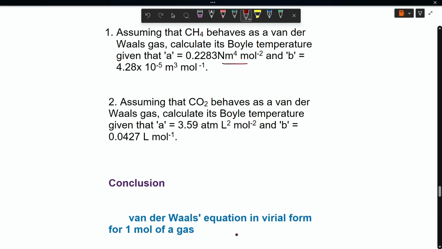The next one I have given, assuming carbon dioxide behaves as a van der Waals gas, calculate the Boyle temperature given that A is equal to 3.59 atmosphere liter square mole raised to minus 2 and B equals 0.0427 liter per mole. Here again you will have to take the value of R in liter atmospheres per degree per mole.